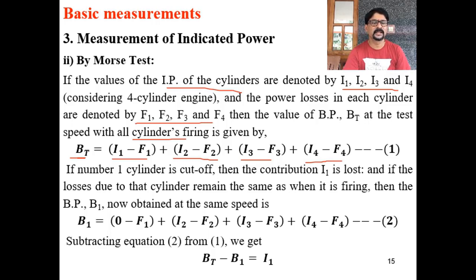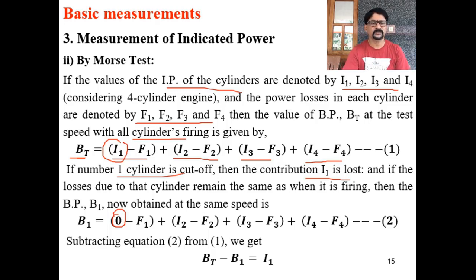Now when cylinder number 1 is cut off, the contribution of I1 is lost, because when one of the cylinders is not firing at all, or not working, where is the question of power developing in there? So I1 becomes 0. But you know that though the combustion is not taking place, the piston will still be reciprocating inside the cylinder, so the frictional losses will be there. Try to understand that. So only I1 becomes 0, but F1 doesn't become 0 just because the cylinder is cut off. So this has to be noted very carefully.